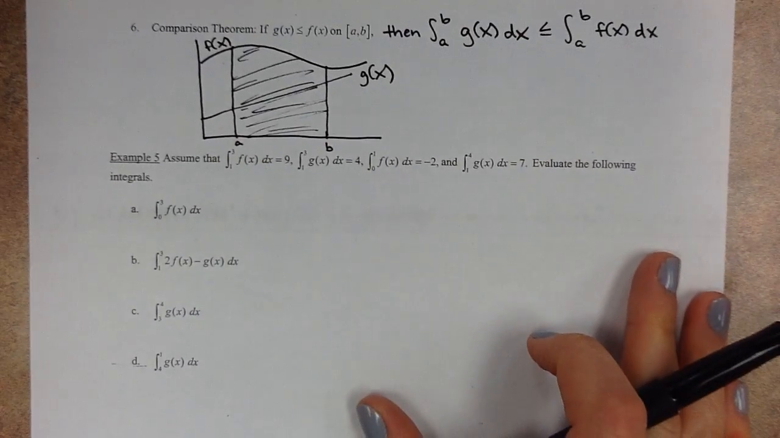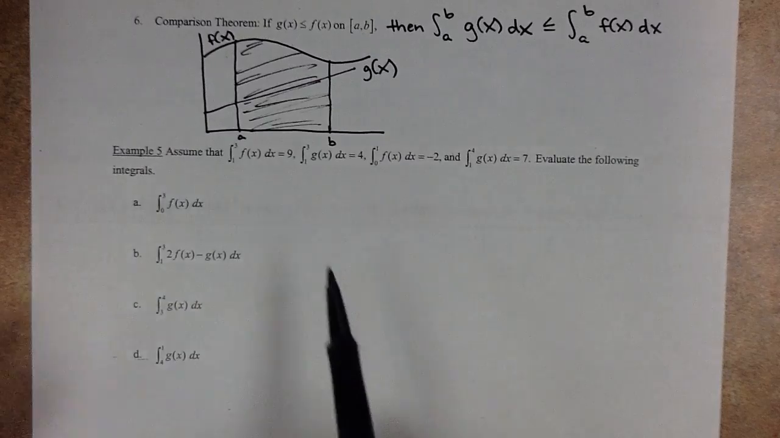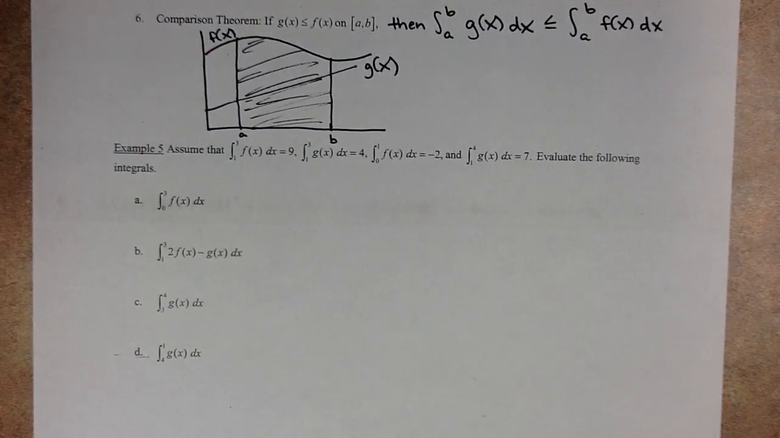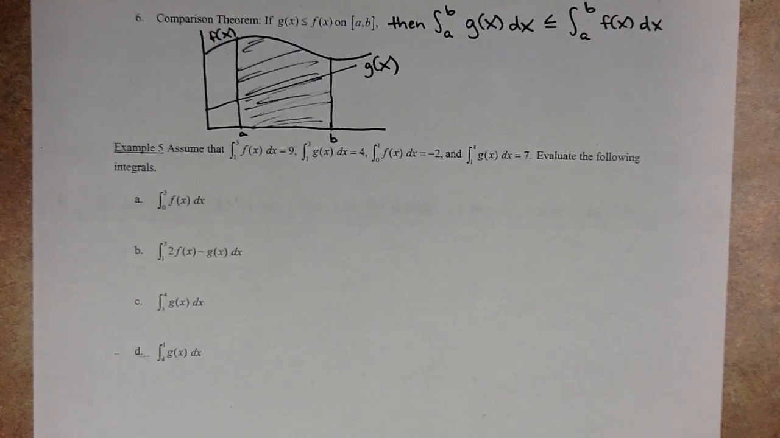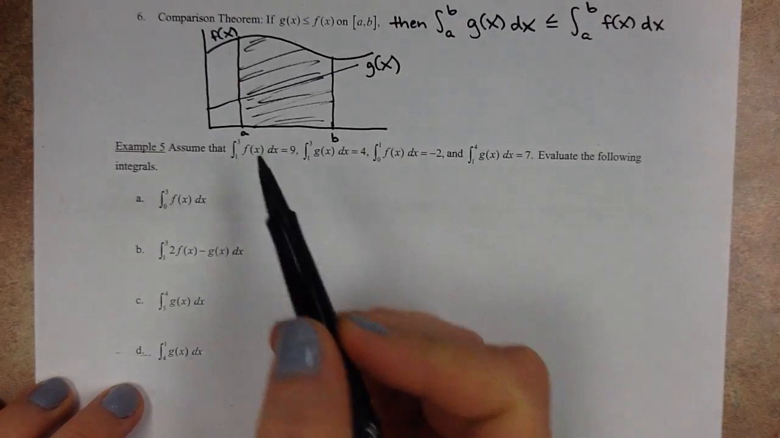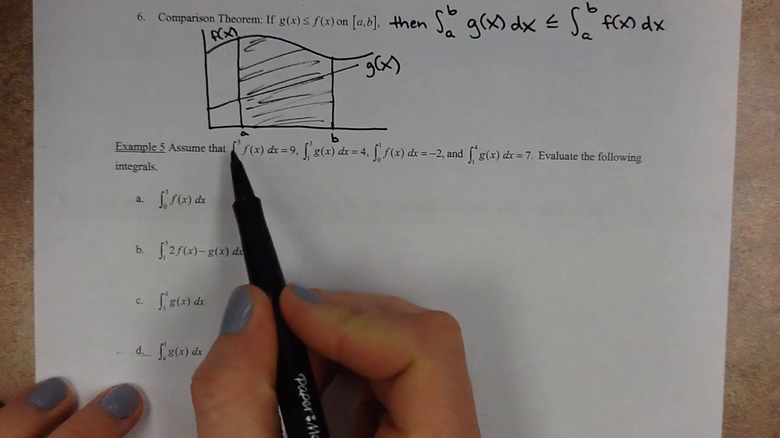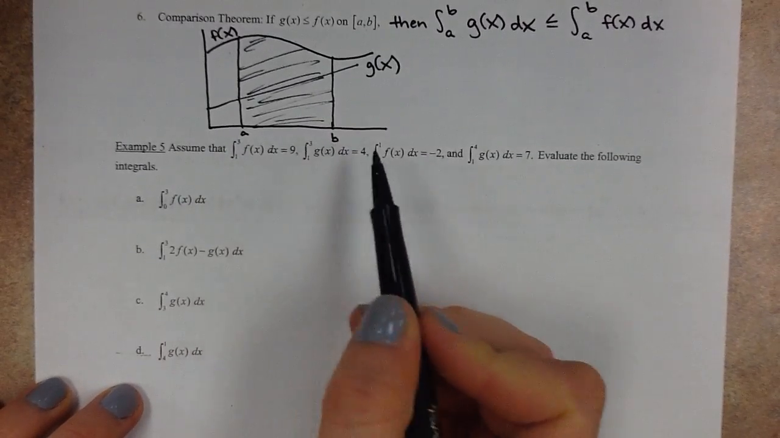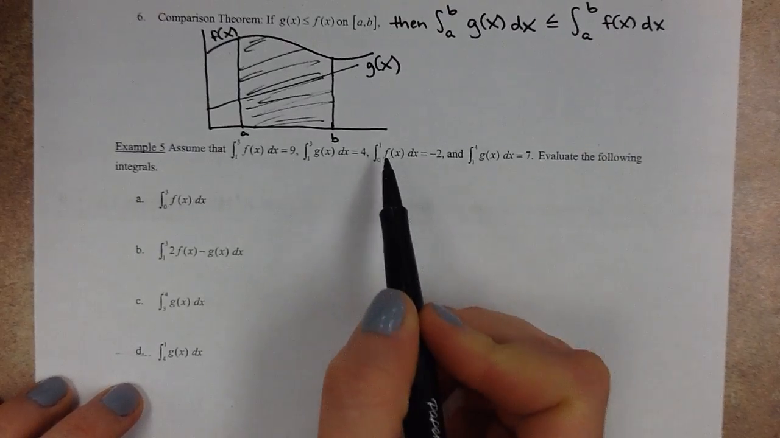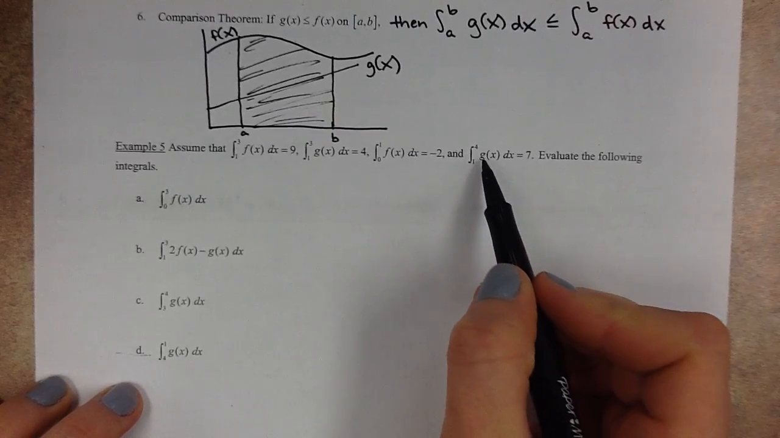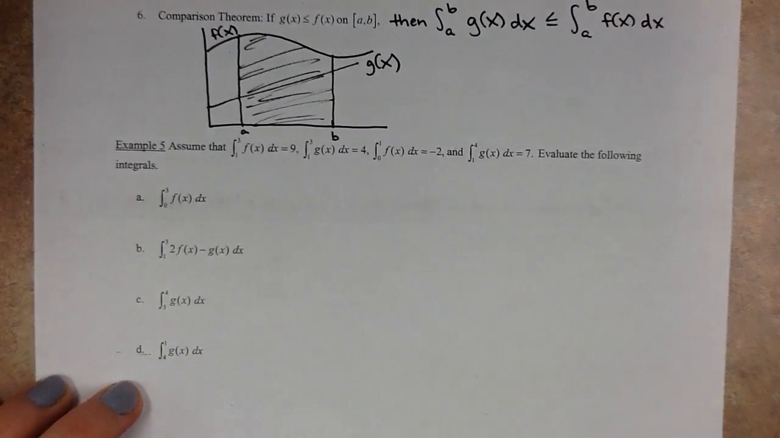Okay, so example 5, we're going to pull some of these together. So we've got these 4 different values that we're looking at. We don't know what f is. We don't know what g is. We have no idea which one's larger, which one's smaller. All we know is these distinct areas right here. So underneath f of x from 1 to 3, the area is 9. Underneath g of x from 1 to 3, the area is 4. Underneath f of x from 0 to 1, the area is -2, and underneath g of x from 1 to 4, the area is 7.